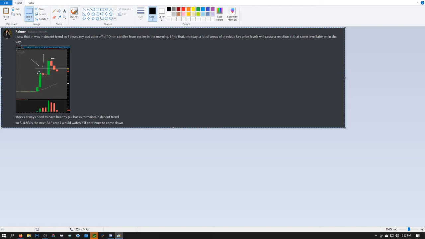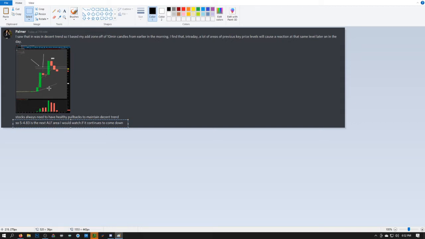I pointed out the wicks of the levels. Stocks always seem to have a healthy pullback to maintain a decent trend, so I was banking on a pullback. This is after I had already taken profit. This is the 10-minute chart. Obviously, it wasn't as good for a little tiny scalp look as the 2 was at this point in time. But I said right here, this is what's important. I said, so 483 to 5 is the next area I would watch if it continues to come down.